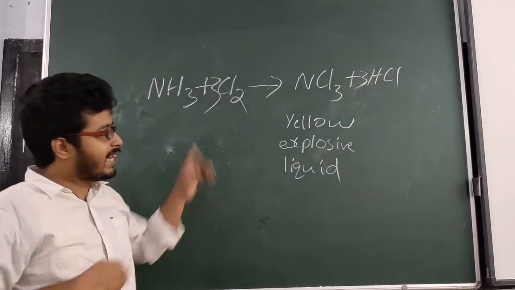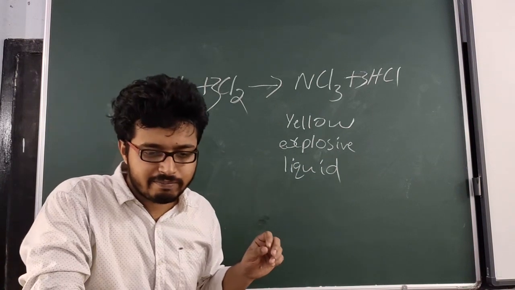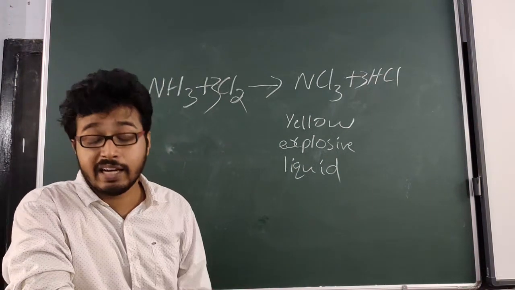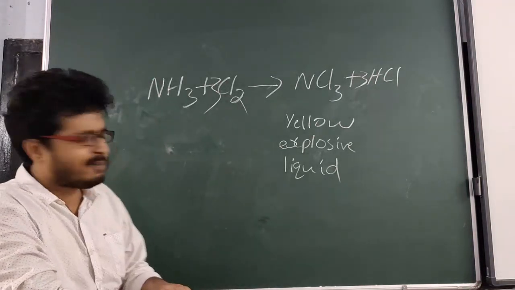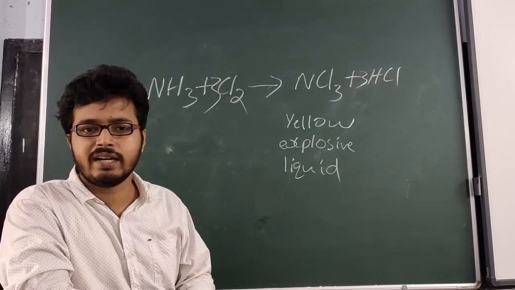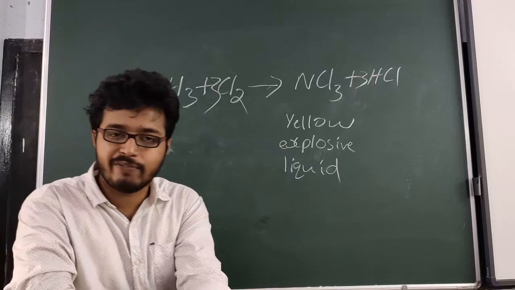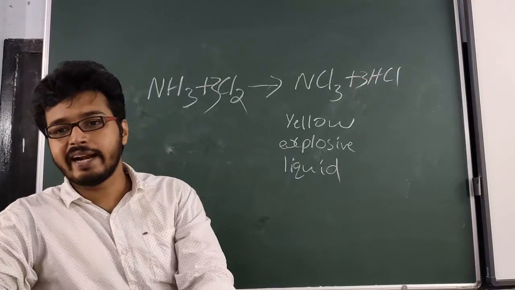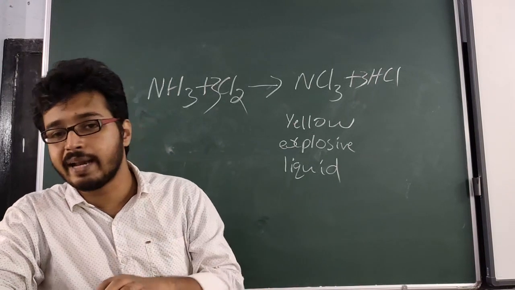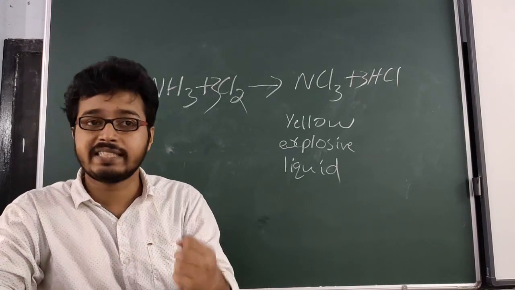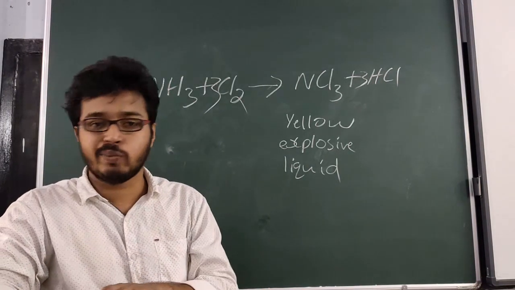This NCl3 is called nitrogen trichloride. It is an explosive liquid, yellow in color. It is not explosive in the liquid state, but if you let that liquid dry on a surface, after that it can be converted into an explosive. When it is dried, it will form an explosive.